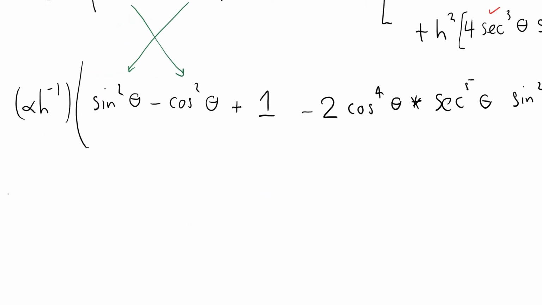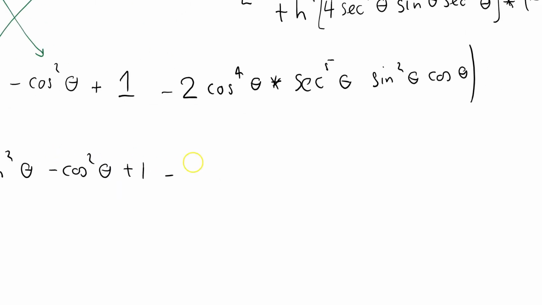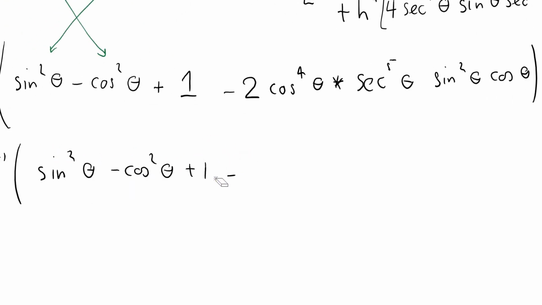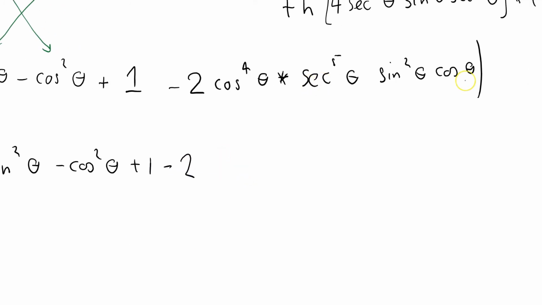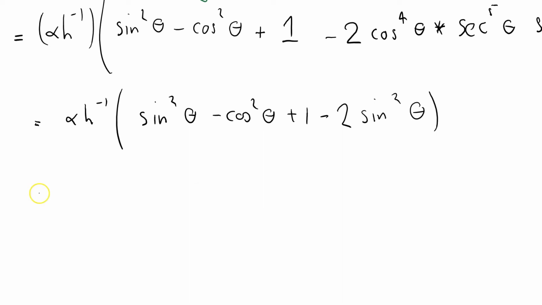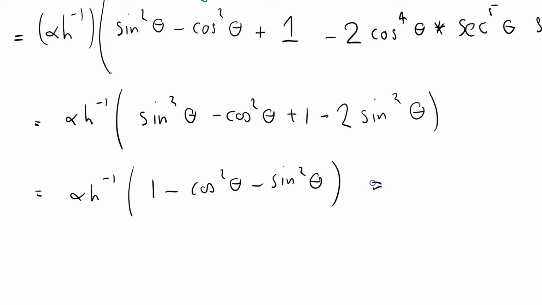There it is. Equals alpha h minus 1 sine squared theta minus cos squared theta plus 1 minus 2. Oops. Does that from time to time. Minus 2. What have I got here? I've got a factor of sec and a factor of cos. So they cancel out. Sine squared theta equals alpha h minus 1 minus cos squared theta minus sine squared theta equals 0. QED.